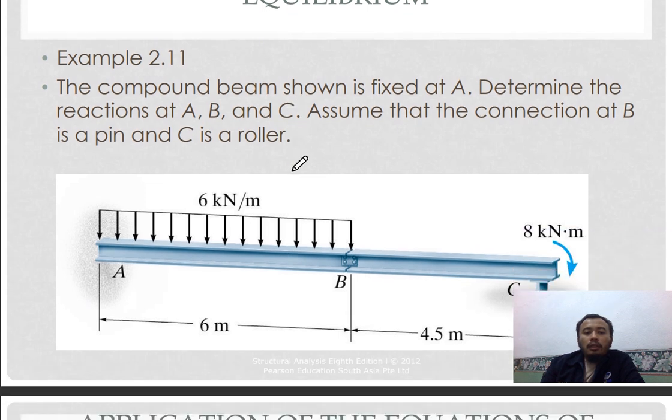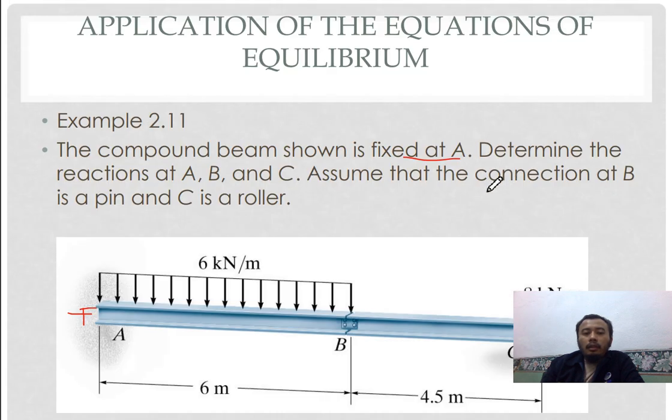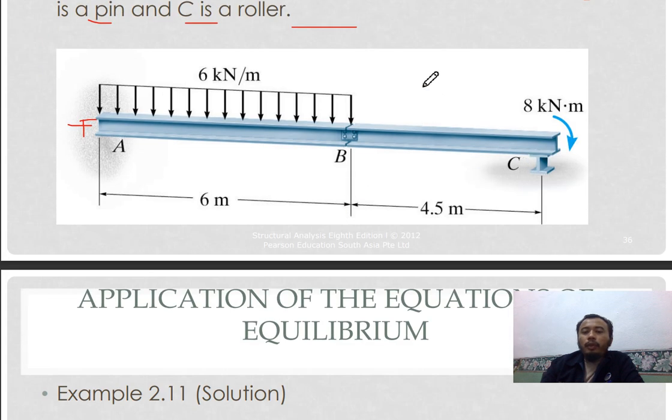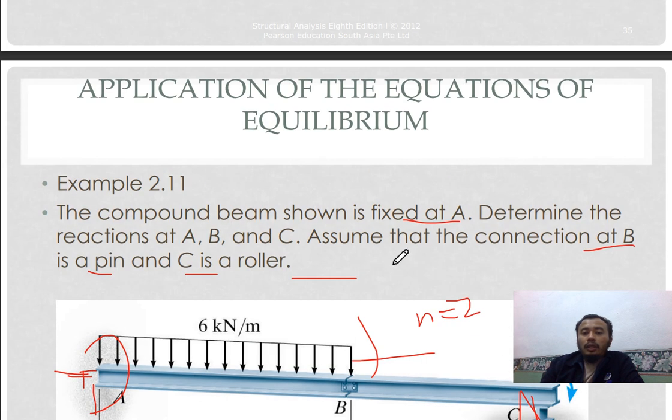So next is example 2.11. We have frame ABC fixed at A. So this is fixed, this is pin at B, and then C is a roller. So you have two members, n equal to 2. Unknowns, you have 1, 2, 3, 4, 5, 6. Now you have 6. So 6 equals 3 times 2, so it is statically determinate.